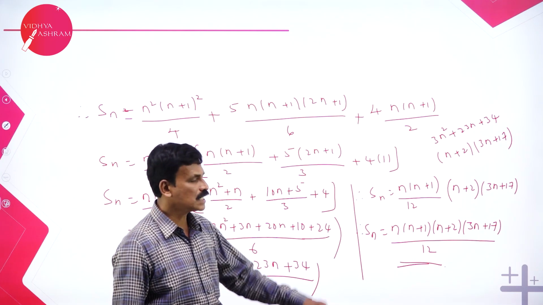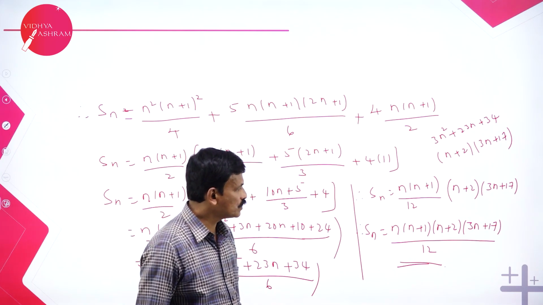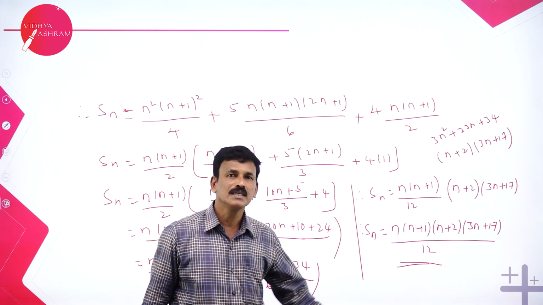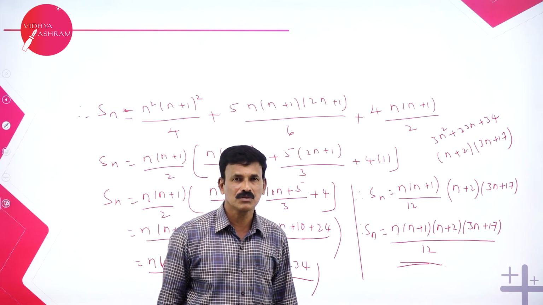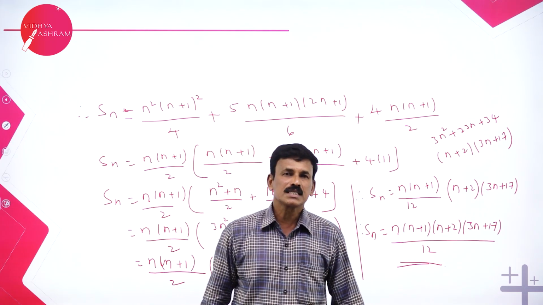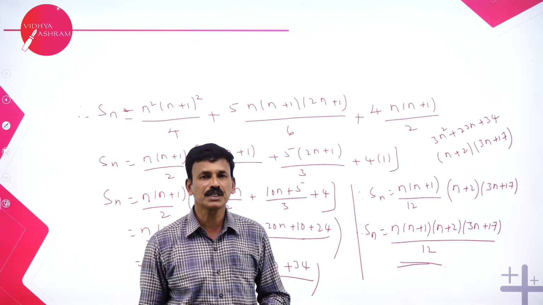That's it. So Sn is equal to n into n plus 1 into n plus 2 into 3n plus 17 divided by 12 is the required answer. Okay. Hope you followed. That's it. So hope you followed. These are very important types of problems.